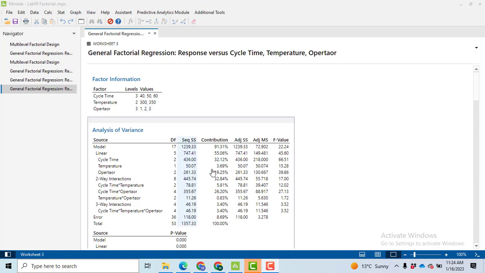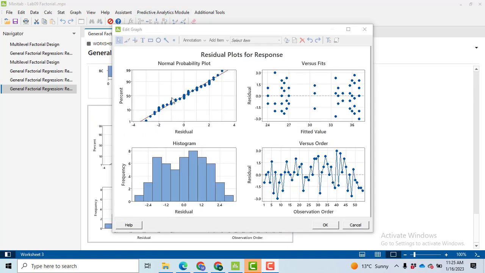If you want to calculate the percentage contribution by hand while solving the problem, divide the sum of squares for the interaction or the linear term by the total sum of squares. For example, 46.19 divided by 1357.33, you will get 3.40.